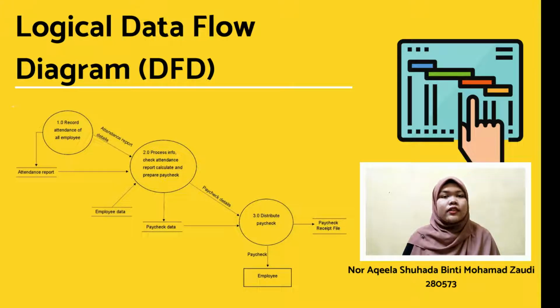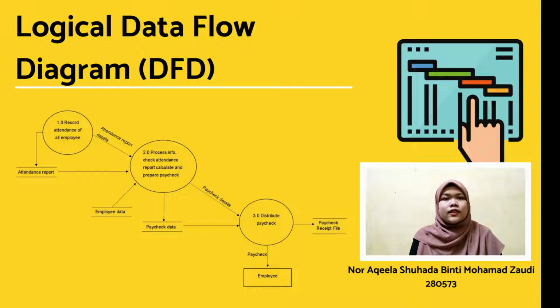Basically, the logical data flow diagram will show the main processes only. Therefore, the main processes involved in this payroll system are, first, record the attendance of all employees. Second, process info, check attendance report, calculate and prepare paycheck. Then the third process is distribute paycheck.